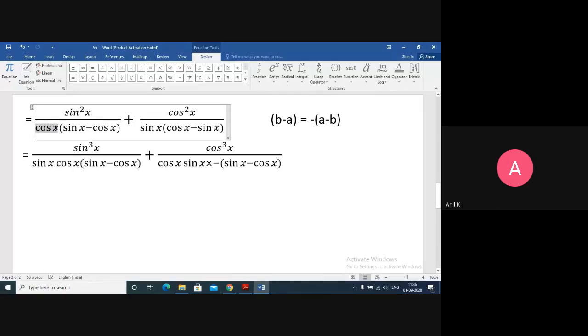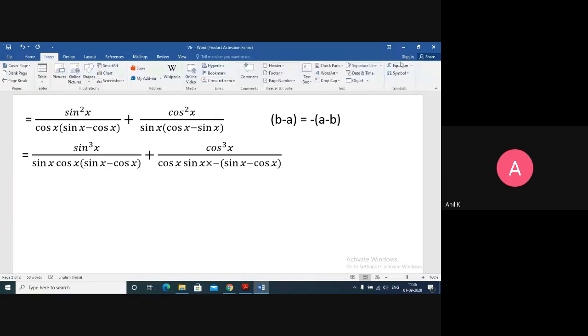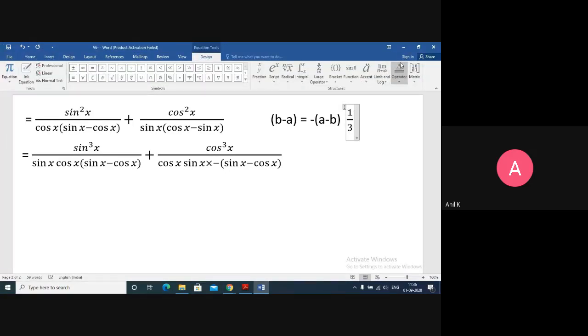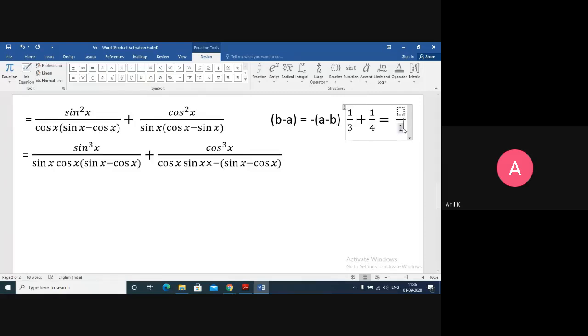Here you have cos x into sin x minus cos x, but here you have sin x into cos x minus sin x. If I want to make the denominator the same, let me take the easiest example from the number system. If I have 1 by 3 plus 1 by 4, this is the equation so that you can see the fractions properly. Now, if I want to take the LCM here, we already know the LCM is going to be 12.